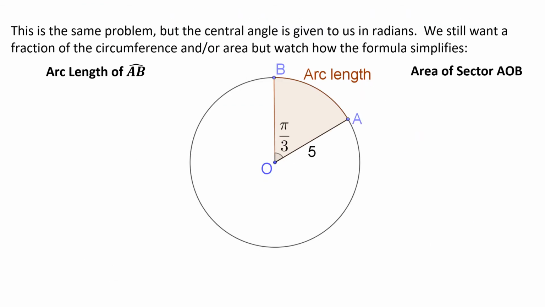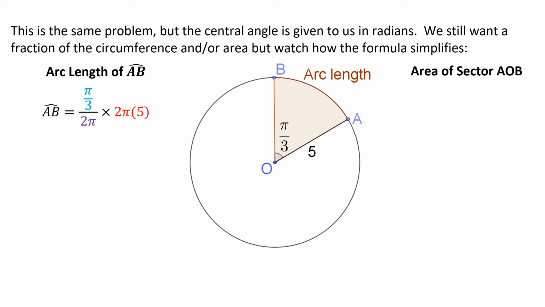This is another representation of the same problem we just did, so when we find the arc length and the area of the sector, our answer should be the same as before. The only difference is the representation of the angle. It was 60 degrees and now we're referring to it as pi over 3 in radians. But the formula is basically the same thing.